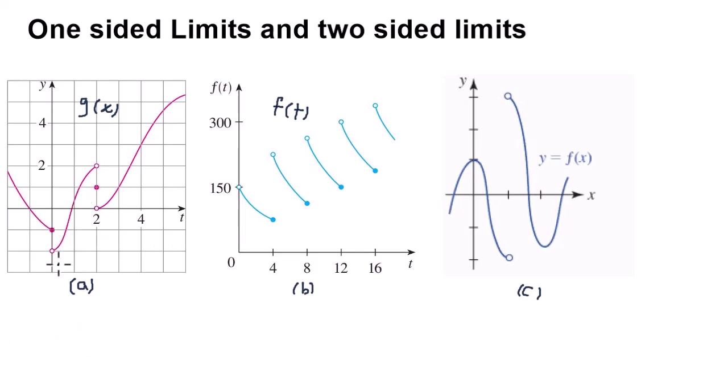And what about point 2? What are the one-sided limits of g of x at point 2? So we have the limit of g of x as x approaches 2 from the right. When we get closer and closer to 2 from the right, we get closer and closer to 0.